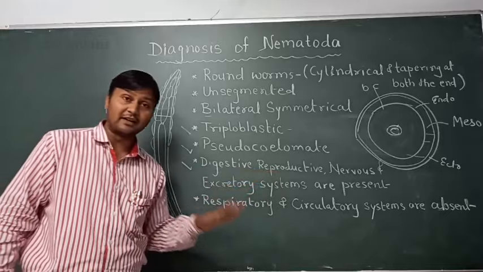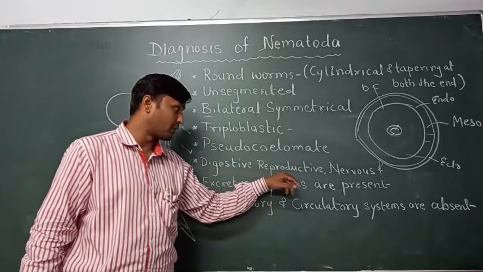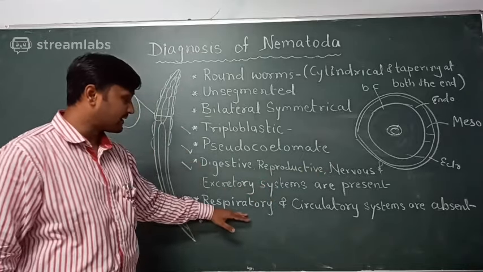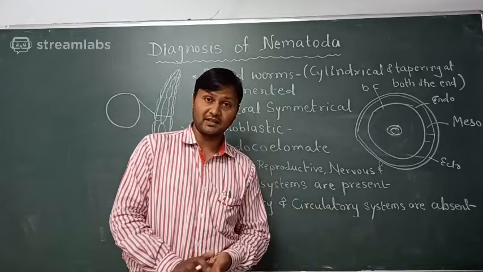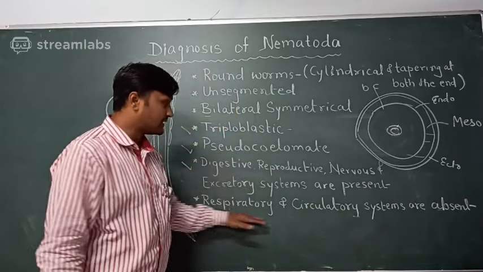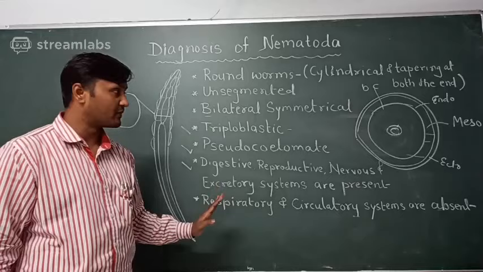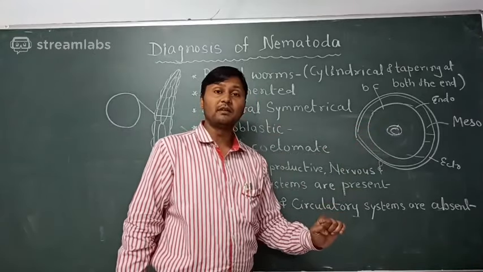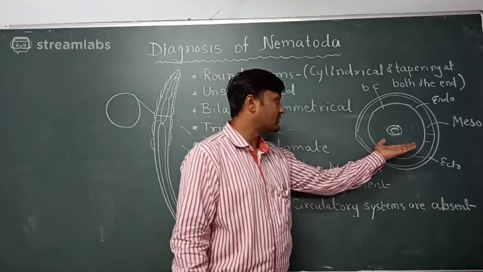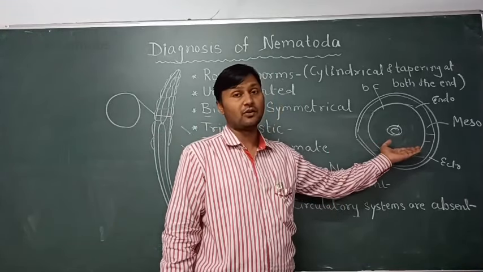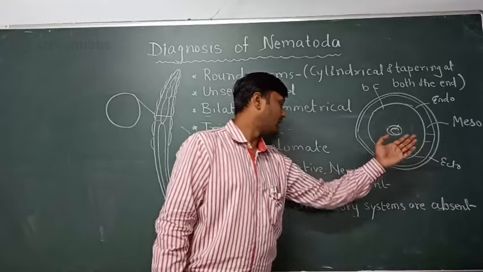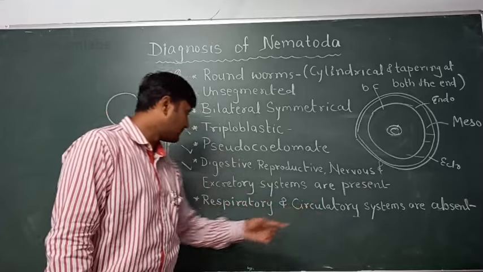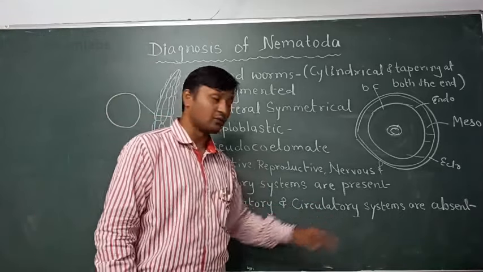Then, the digestive, reproductive, nervous and excretory systems, four systems, are well developed in nematodes. But the respiratory and circulatory systems are absent. Both these functions are governed by the pseudocoelomic fluid, because the cavity, called the pseudocoelom, is filled with fluid, called pseudocoelomic fluid, and this fluid acts in governing both the respiratory and circulatory systems.